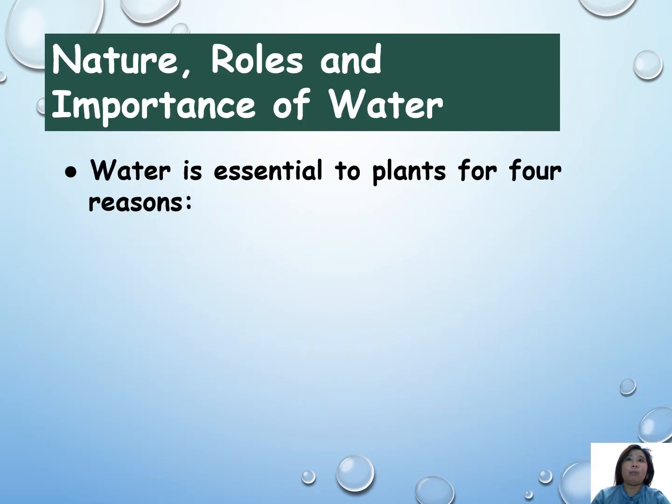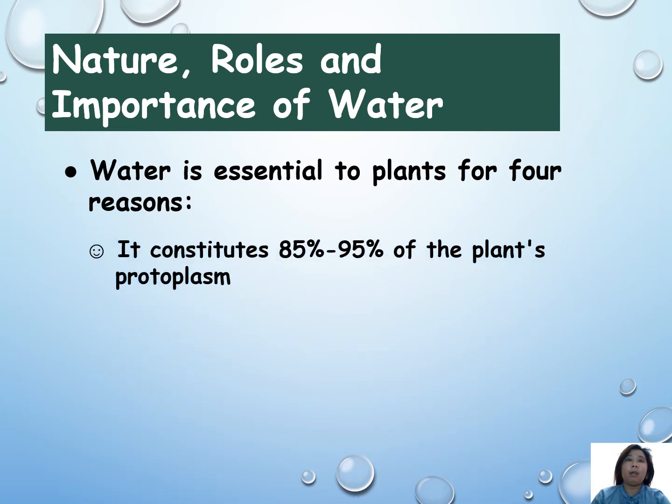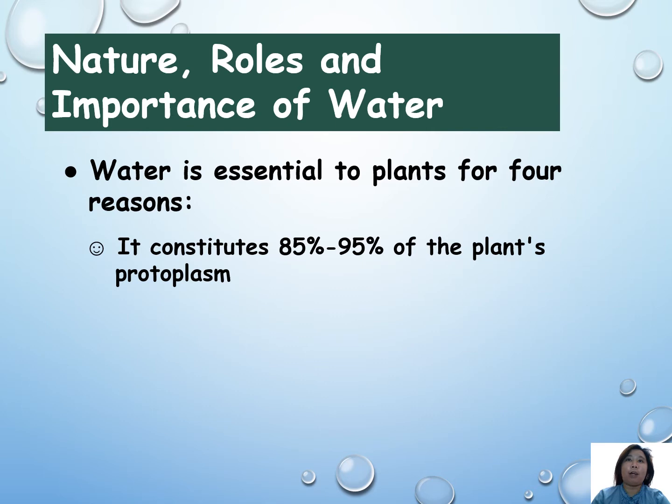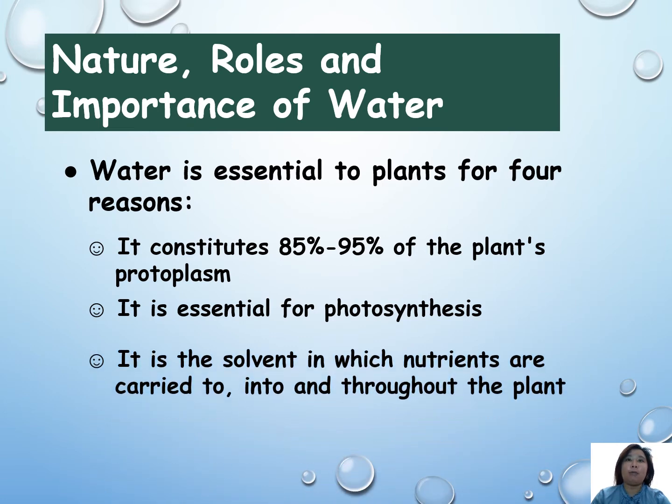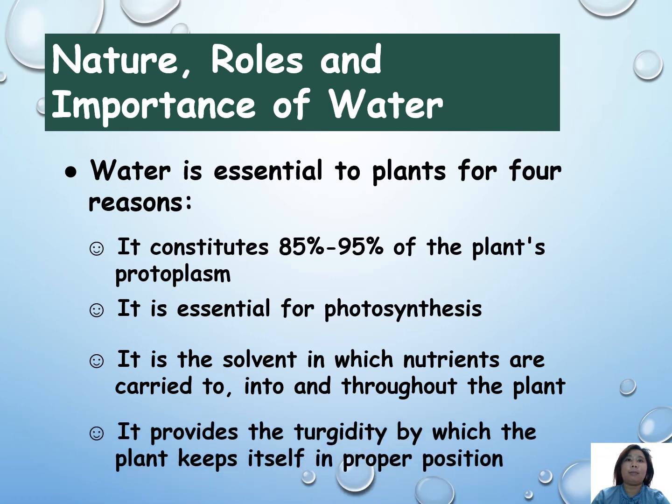Water is essential to plants for four reasons. First, it constitutes 85 to 95% of the plant's protoplasm. It is essential for photosynthesis, the process in which plants make their own food. It is the solvent in which nutrients are carried into and throughout the plants. And it provides turgidity, by which the plants keep themselves in proper position.